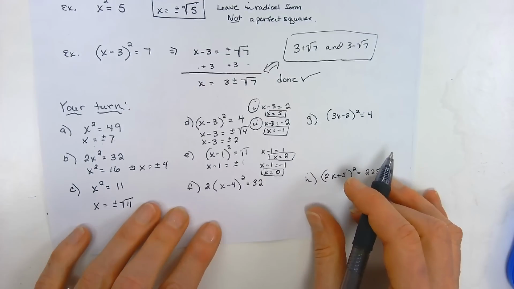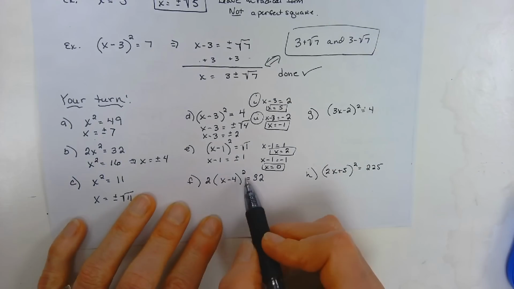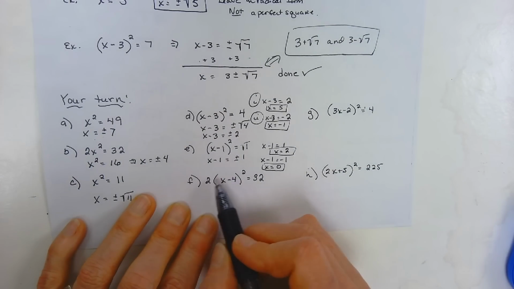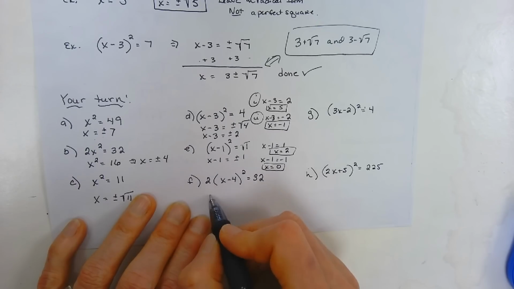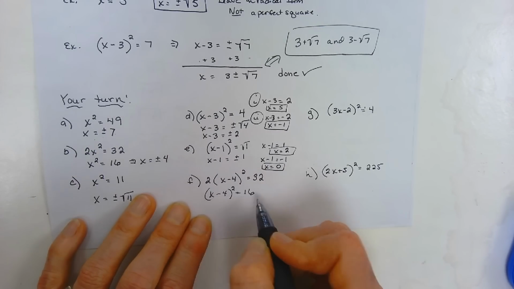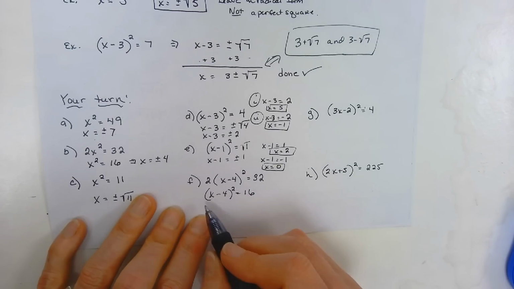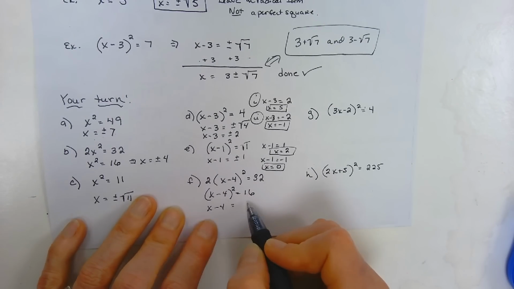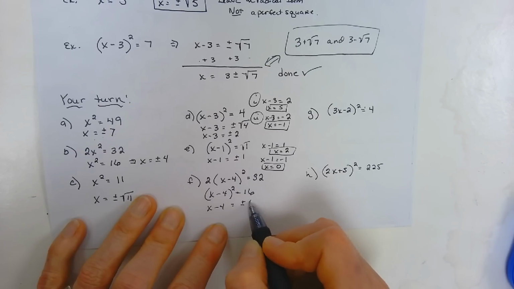Letter F. Before I take the square root of both sides, I'm going to get this square rooted quantity by itself. So I'll divide everything by 2. And I'm left with x minus 4 squared equals 16. I take the square root of that, which is x minus 4, and the square root of 16 is plus or minus 4.